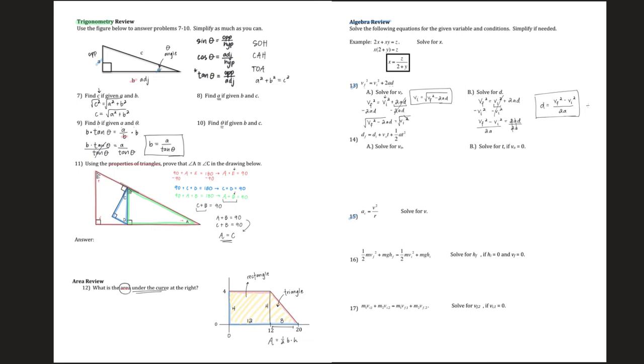Number 14 is kind of similar to number 13. We're going to jump to number 15. We'll come back and talk a little bit about 14 here in a second.